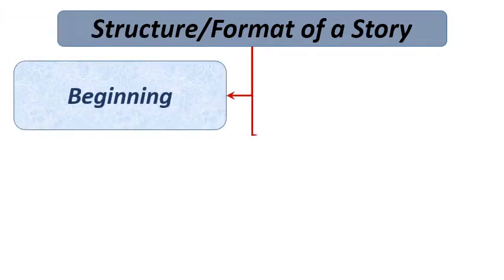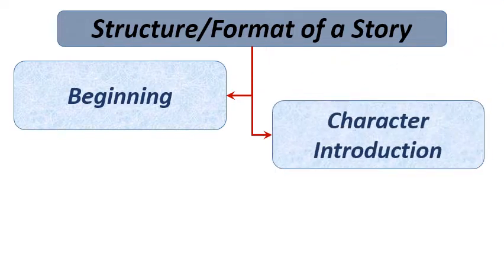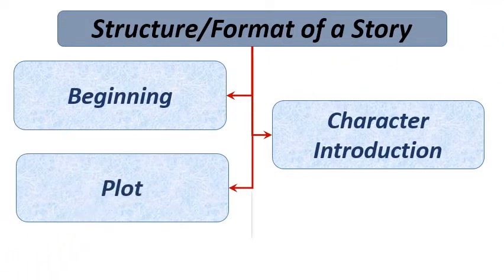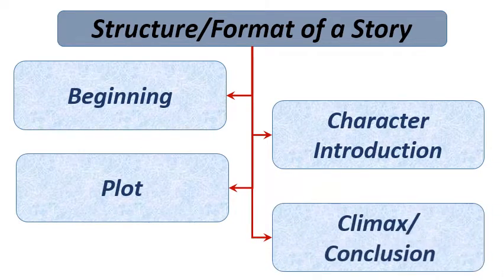Let's see the structure or format of a story. Number 1, beginning. Number 2, character introduction. Number 3, plot. Number 4, climax or conclusion. So basically, there are 4 key elements to write a story.